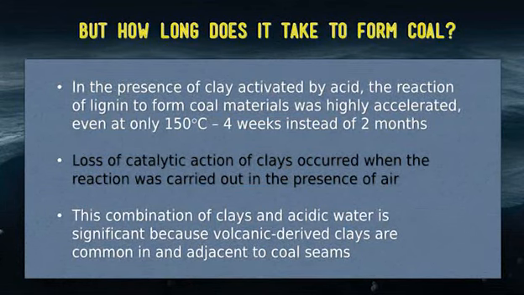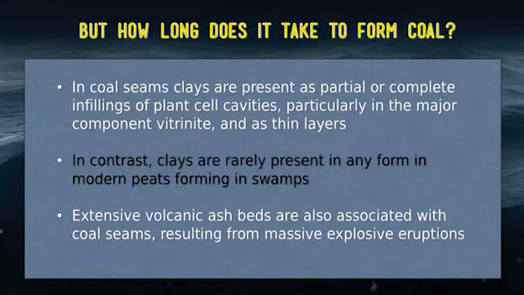This combination of clays and acidic water is significant because volcanic-derived clays are common in and adjacent to coal beds. In coal beds or seams, clays are present as partial or complete infillings of the plant cell cavities, particularly in the major component vitrinite, and it's also found as thin layers. As I said before, in contrast, clays are rarely present in modern peat swamps.